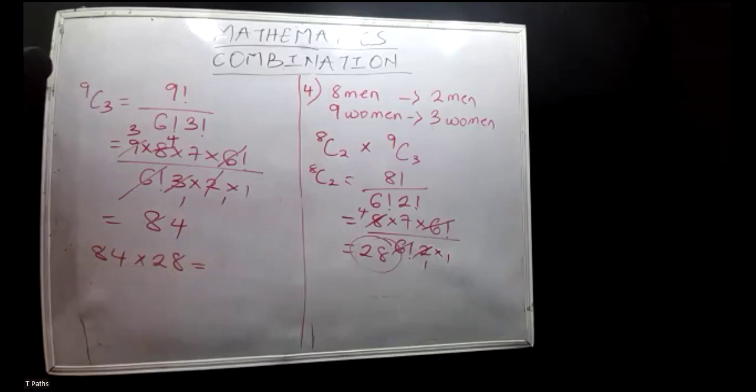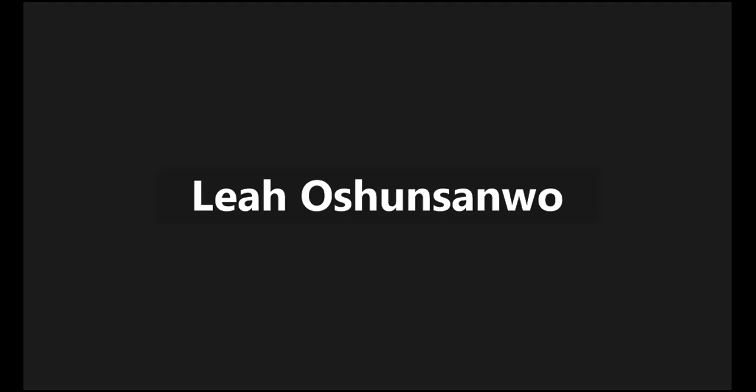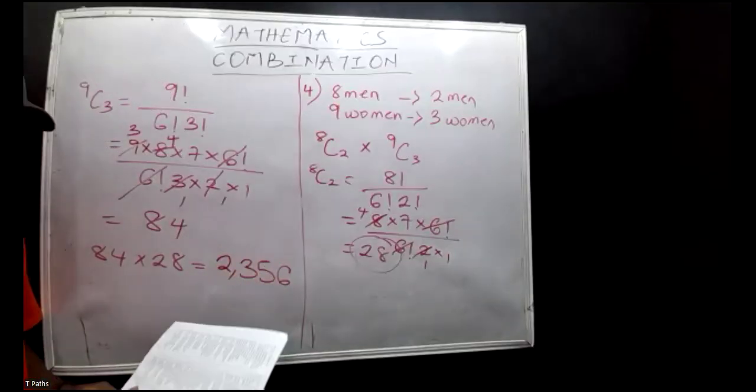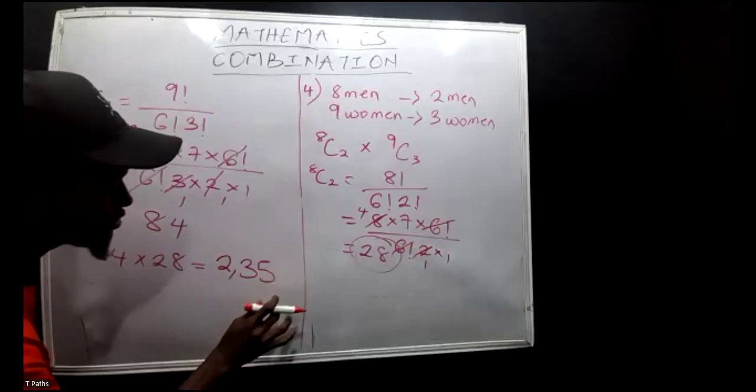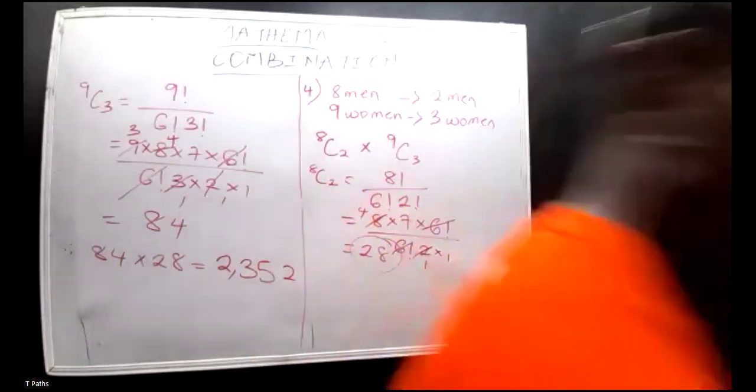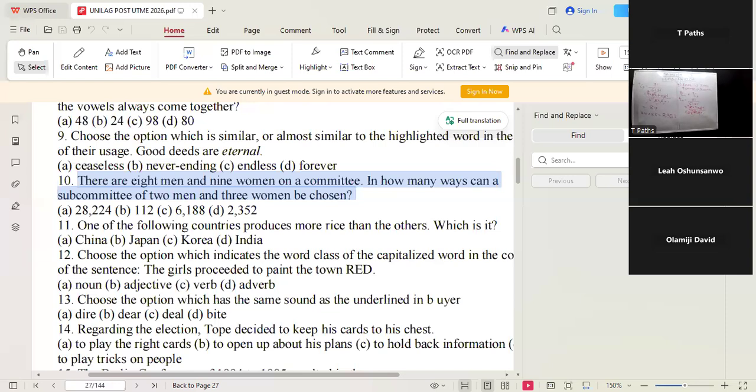84 multiplied by 28 gives 2,352. Our final answer is simply 2,352. That's meant to be option D, 2,352. Is it clear, guys? Yes, sir. All right.